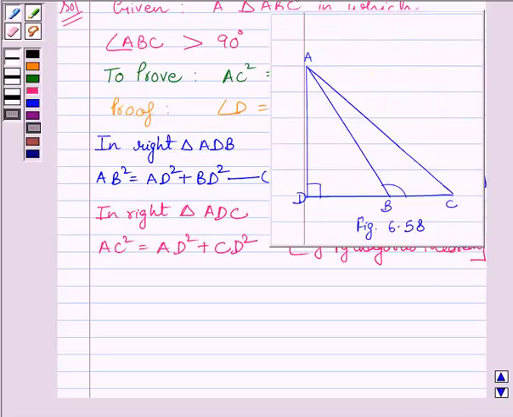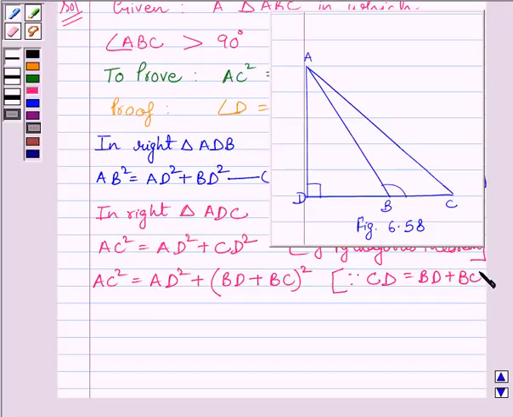now we can see CD is equal to BD plus CB. So we can write AC square is equal to AD square plus BD plus BC whole square. This is because CD is equal to BD plus BC. So, we have substituted for CD, BD plus BC.